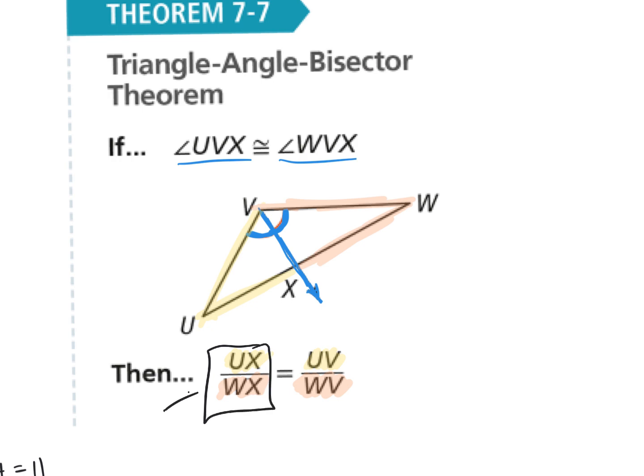Notice that both of those are parts, right? They're parts of that bottom third side of the triangle. UX and WX are not total sides of the triangle. That is the side that is getting split by the angle bisector. The other fraction, UV and WV, would be whole sides, right? These are both whole sides of the triangle. So you're matching it up so that your parts create a fraction and your whole sides create a fraction. Both values up top of your proportion come from one side of the angle bisector, and both values on the bottom come from the other side of the angle bisector.